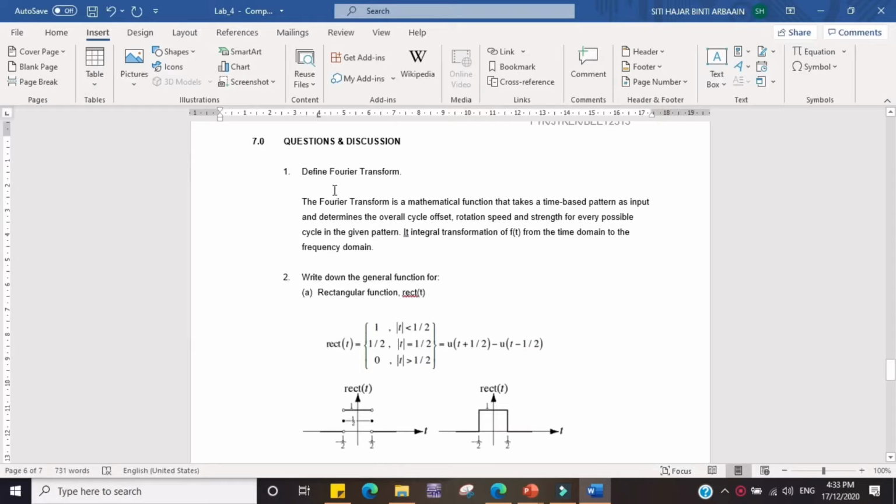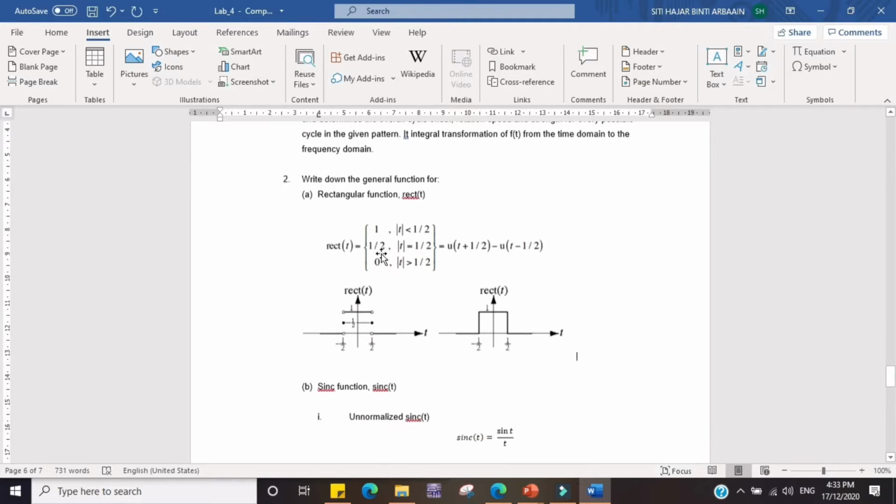For my part, I'm doing question 1 and question 2. For question 1, we need to define the Fourier transform. The Fourier transform is a mathematical function that takes a time-based pattern as input and determines the overall cycle offset, rotation speed, and strength for every possible cycle in the given pattern. It is an integral transformation of f(t) from the time domain to the frequency domain.